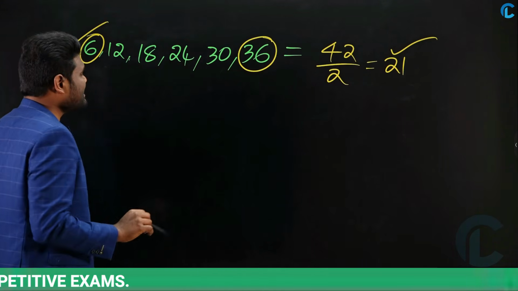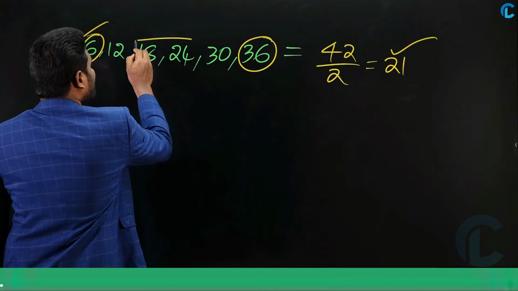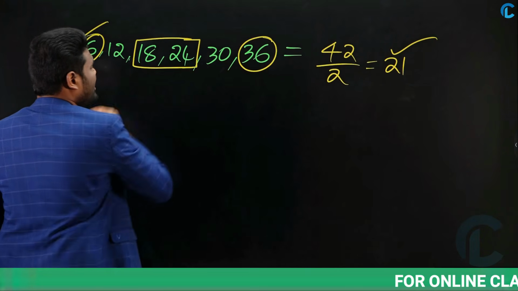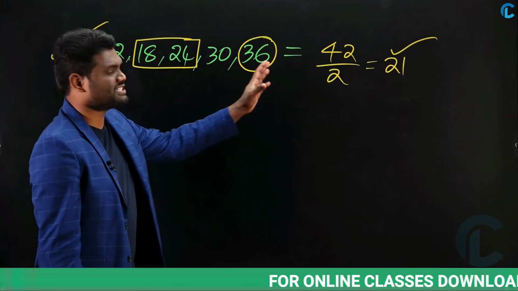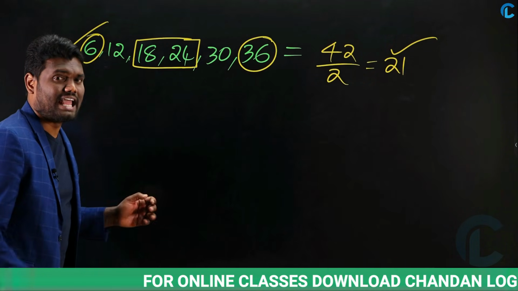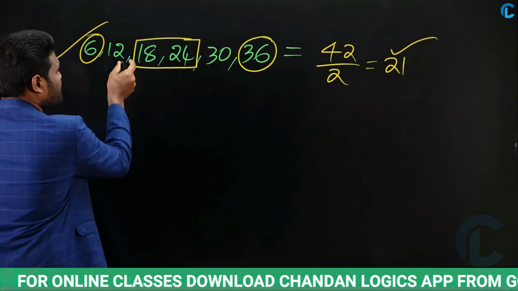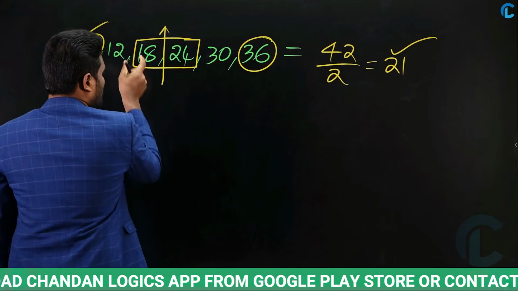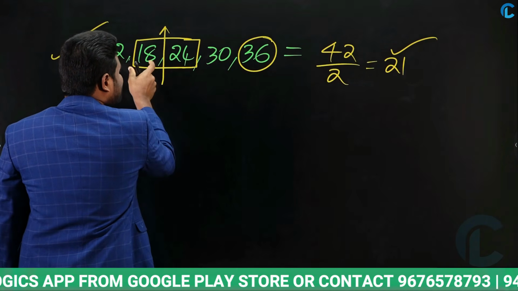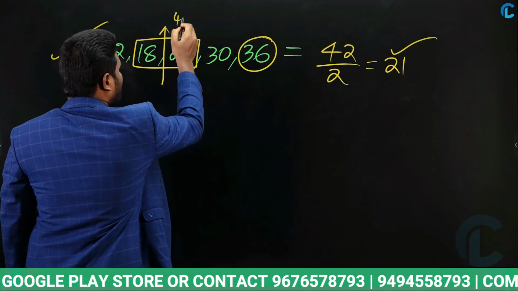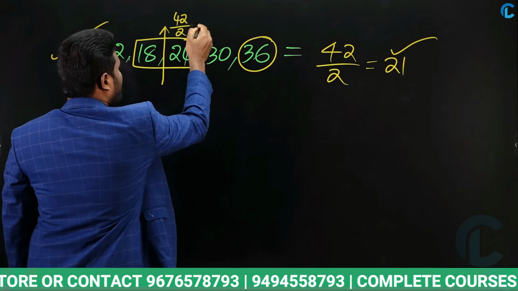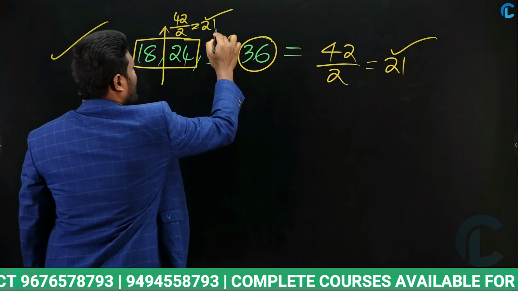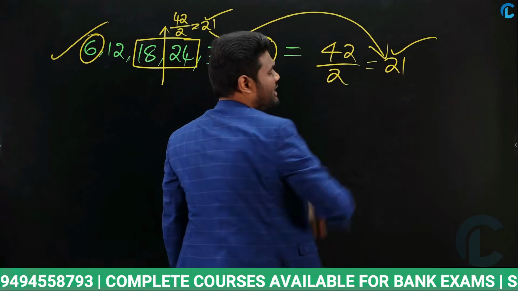Or else, what can I say? The average of the middle 2 numbers. Total you have 6 numbers. Out of these 6 numbers, the exact middle numbers are the third number and the fourth number. So we need to calculate the average for these two. 18 plus 24. What is 18 plus 24? 18 plus 24 is 42. 42 divided by 2 is nothing but 21, which is the same as what we got here.